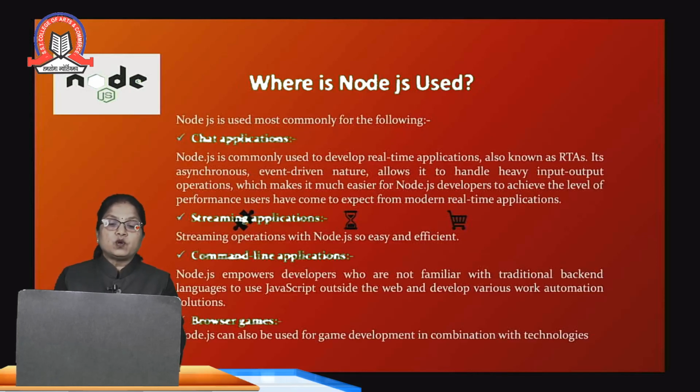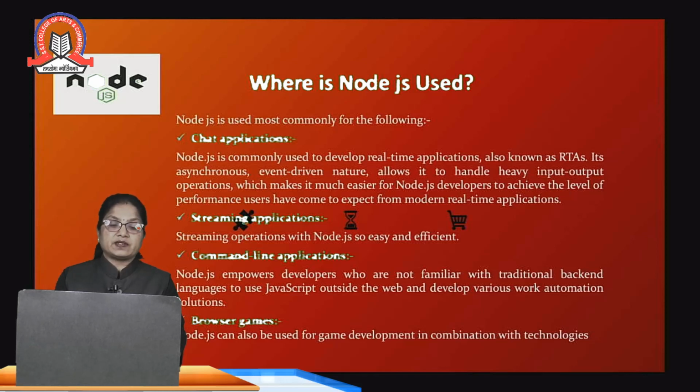Node.js is used most commonly for the following. First, chat applications. Node.js is commonly used to develop real-time applications, also known as RTAs. Its asynchronous, event-driven nature allows it to handle heavy input-output operations, which makes it much easier for Node.js developers to achieve the level of performance users have come to expect from modern real-time applications.